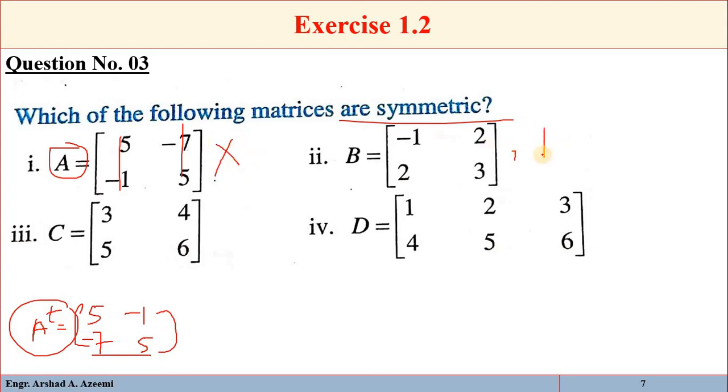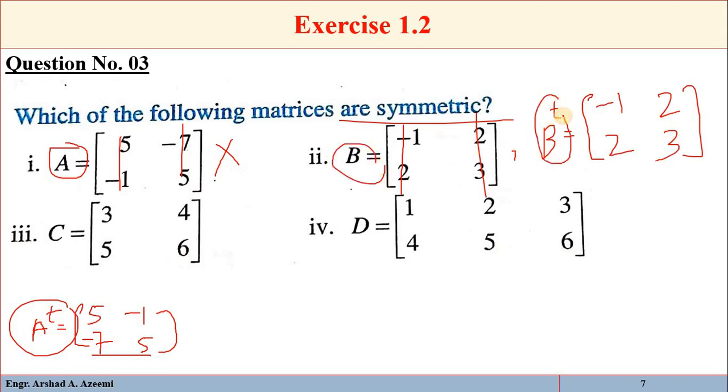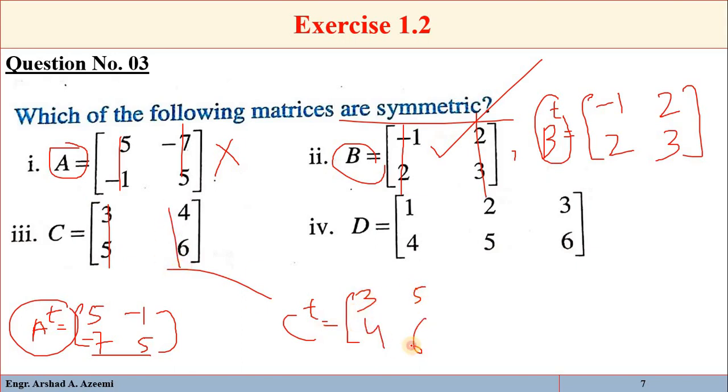Now take the transpose of B. The transpose of B will be equal to, convert this column into row. Convert this column into row. So now you can see that the B matrix is equal to its transpose. So this is a symmetric matrix. Similarly, take the transpose of C. Interchange this column by row, 3, 5, interchange this column by row, 4, 6. Again the C matrix is not equal to its transpose, so this is not a symmetric matrix.